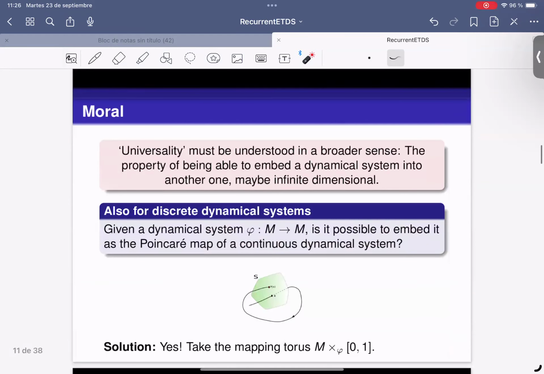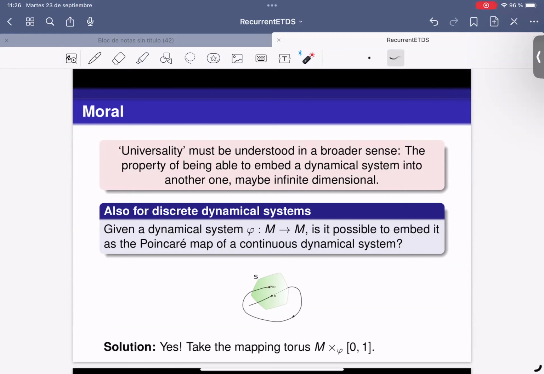And that's the moral: universality must be understood in a much broader sense. This is a property of being able to embed a dynamical system into another, maybe infinite dimensional and maybe discrete, in the sense that I'm going to say in a minute. Universality is much broader than the definition I gave at the beginning of the talk. It's the property of representing, embedding something inside a bigger class.